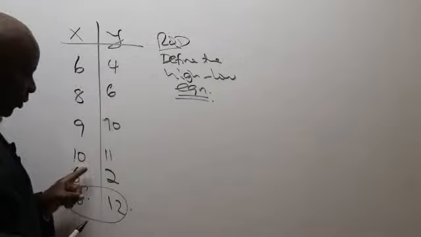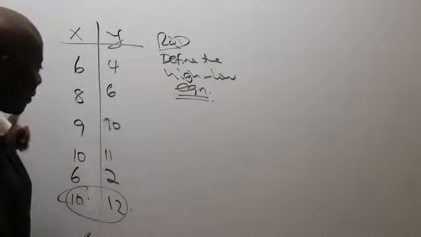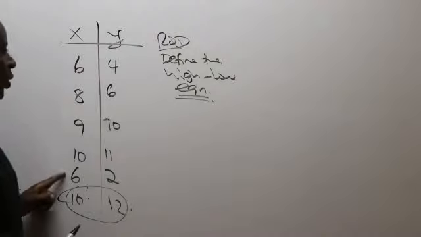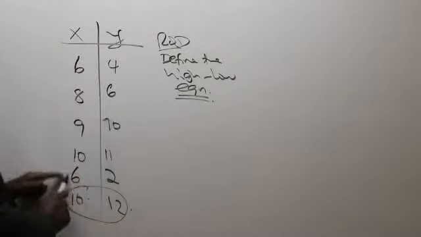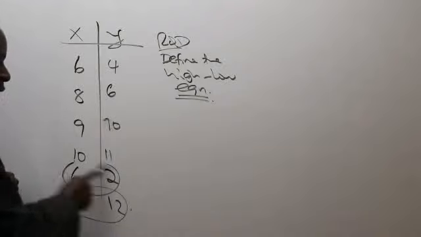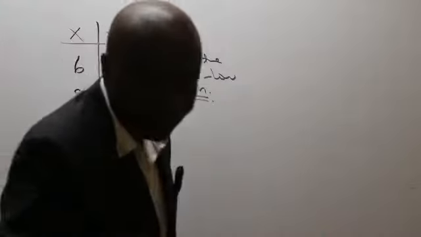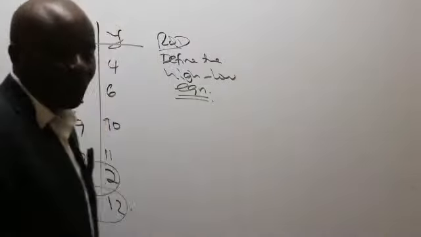The highest there are 2, 10, 11, 10, 12. The highest of the highest will be 10, 12. The same case with the lowest. Lowest I can see it is 6, but we have 6 with the 4 and 6 with the 2. So if it's lowest, it has to be lowest of the lowest. So 6 with the 2 prevails.